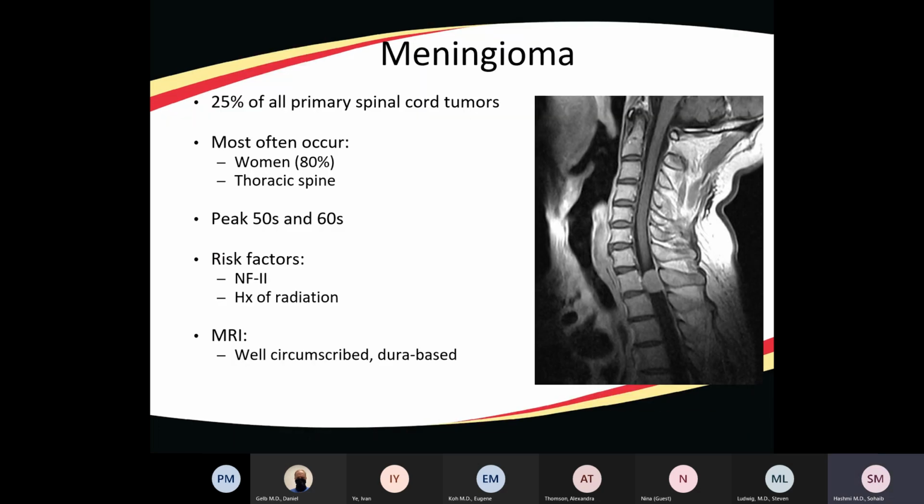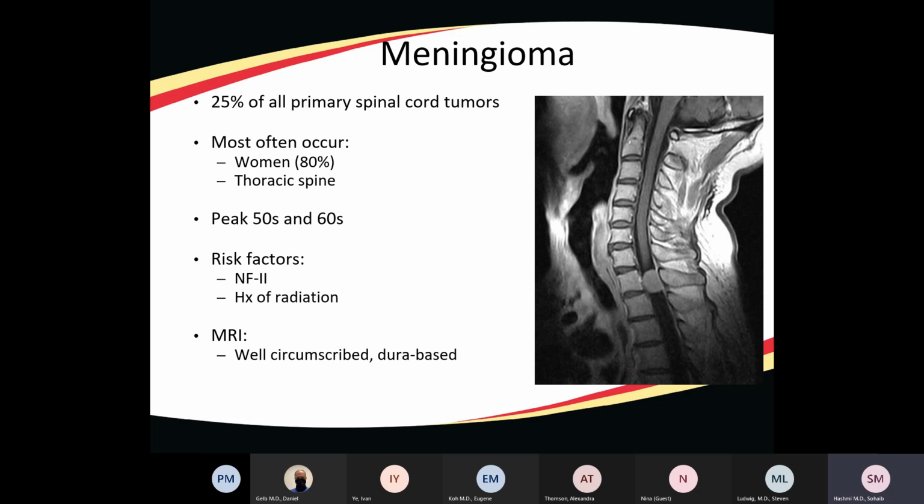We've gone to meningiomas, 25% of all spinal cord tumors, and often occurring in women. The thoracic spine is more common here. The incidence of age is usually 50 to 60-year-olds, and the risk factors for this can be neurofibromatosis type 1, or a genetic history of neurofibromatosis type 1, or type 2, I'm sorry, and a history of radiation.